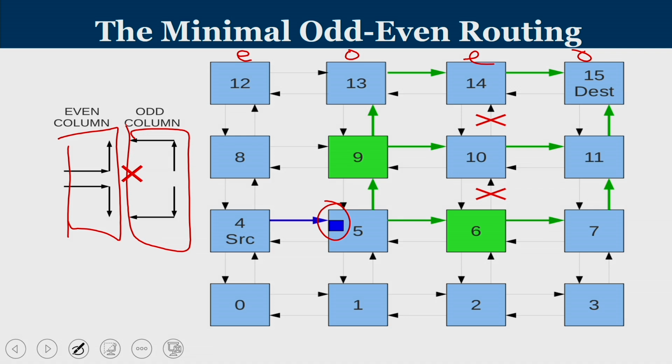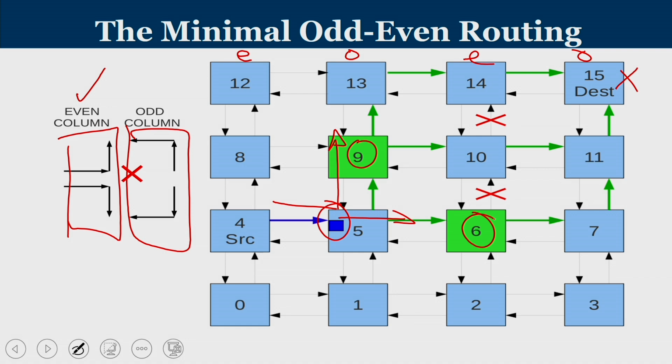Now you have a packet that has already reached 5, and my destination is 15. It is minimum odd even routing. Now a packet which has come like this, nobody is restricting me in going up and nobody is restricting me in going straight, because it is an odd column. Only in an even column we have this restriction. So I can take a path to 9 as well as a path to 6. So basically at router number 5, you have two options. The packet can be forwarded to router 6 and the packet can be forwarded to router 9.